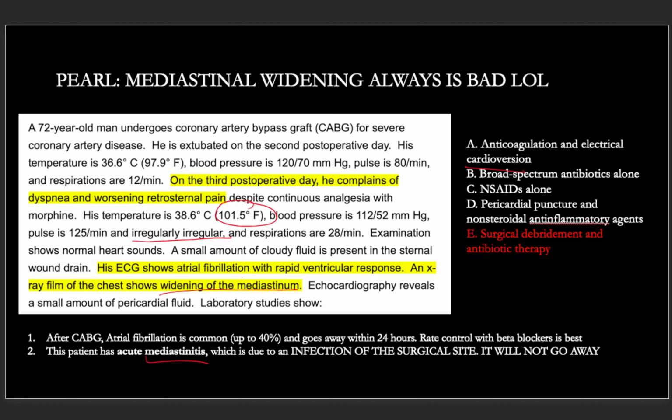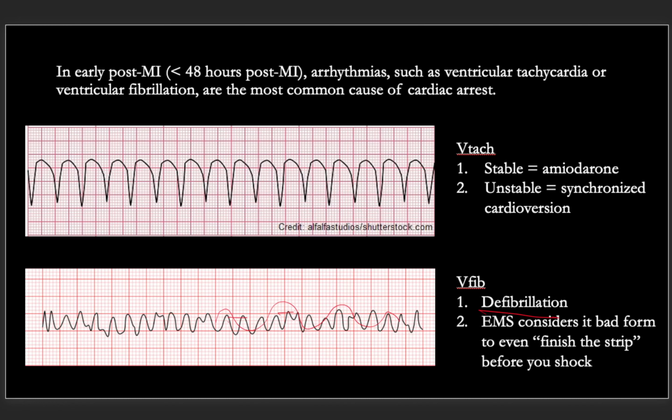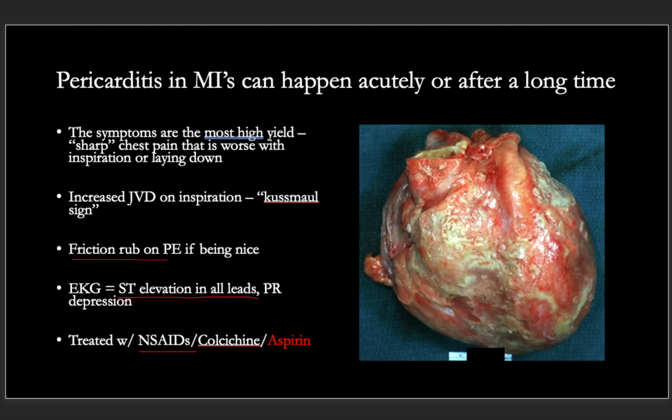Summarizing what we learned today, you need to have this timeline memorized. You need to identify VTach and determine if they're stable or unstable. You need to know that with VFib, you shock them immediately. Be able to distinguish between papillary muscle and interventricular septal rupture. Be aware of Dressler syndrome and that you treat it with NSAIDs.